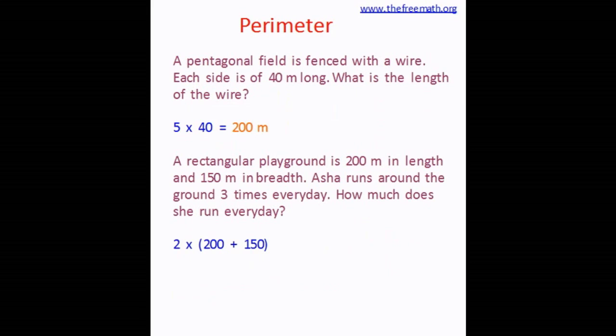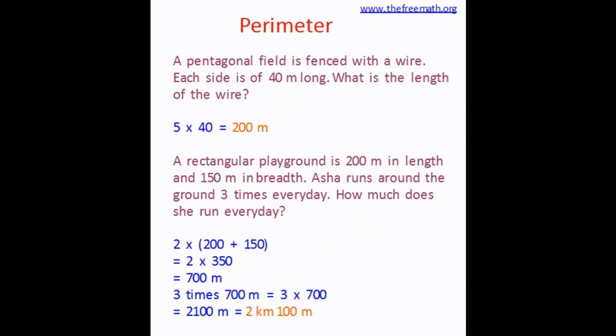2 multiplied by (length plus breadth), that means 2 multiplied by (200 plus 150). So we do the addition first. 200 plus 150 is 350. 2 multiplied by 350 is 700. So the perimeter is 700 meter, which is equivalent to her one round. But she runs 3 times. So that means 3 times 700 would be 2100 meter, or we can say this as 2 kilometer and 100 meter.